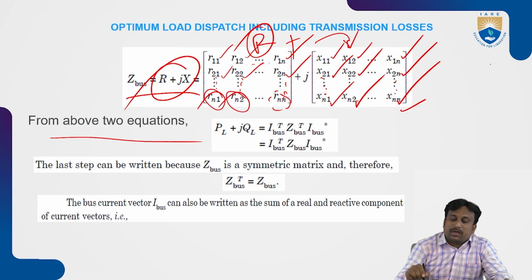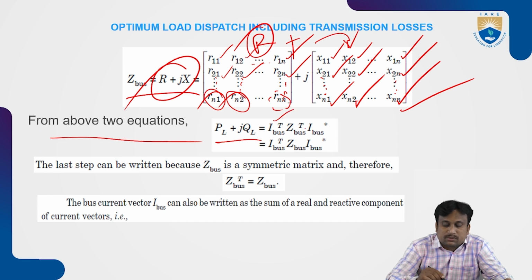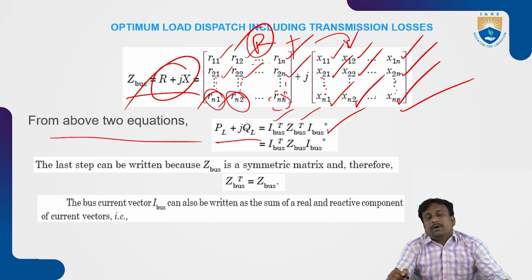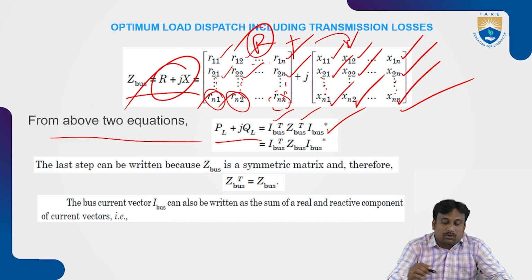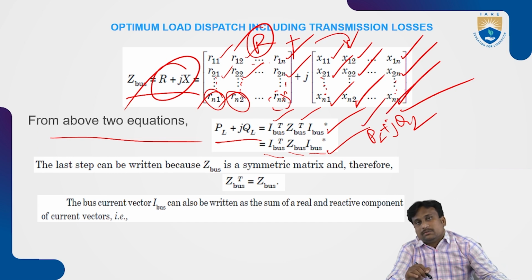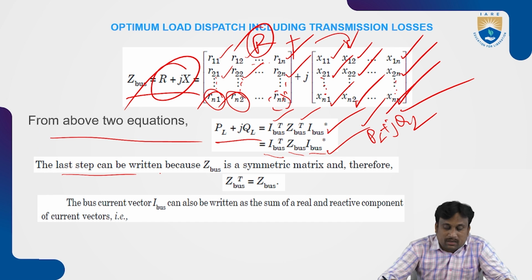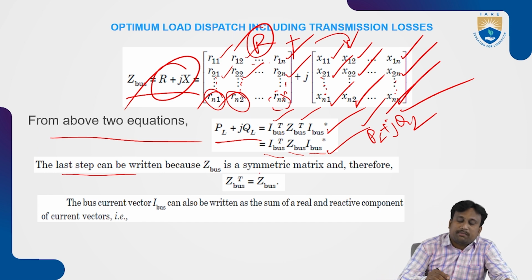So from the above equations, we may suppose PL plus JQL equals I bus transpose Z bus transpose I bus conjugate, the complex case. When you simplify this I bus transpose Z bus into I bus, you may finally obtain PL plus JQL, where the real and reactive terms are considered as complex in nature. The last step can be written because Z bus is a symmetric matrix.